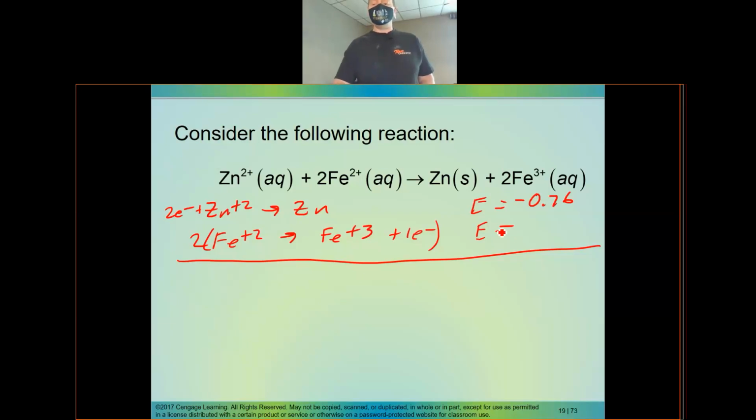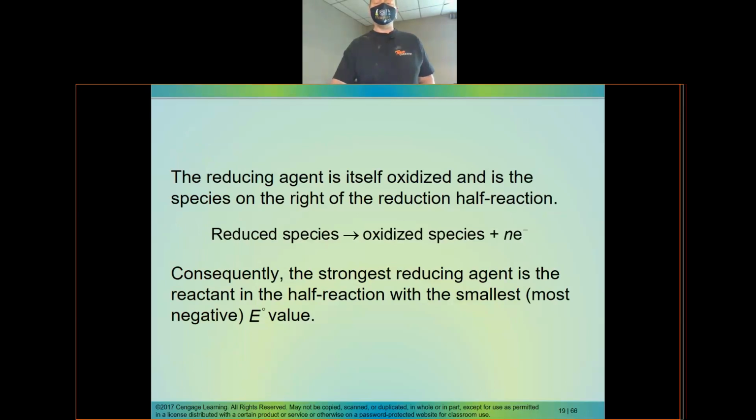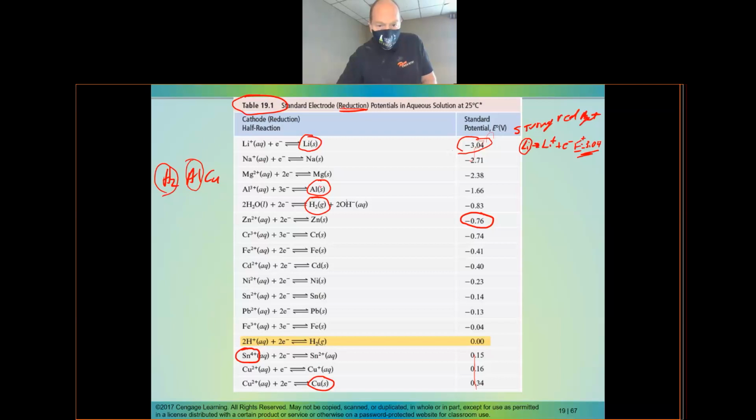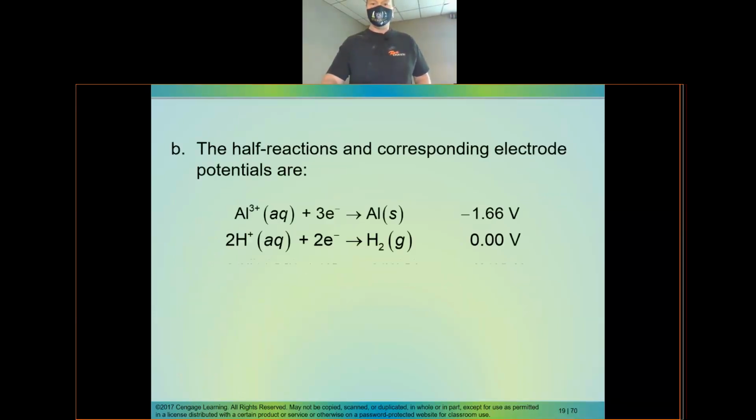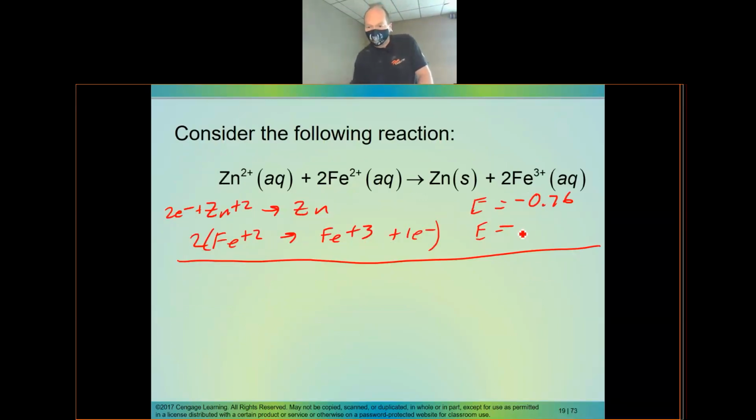Now we're looking for the oxidation of Fe plus 2 to Fe plus 3. We go back to our chart and we look for our Fe plus 3 and Fe plus 2. All right, so right here. So here is our reaction that has Fe plus 3 and Fe plus 2, but we have to reverse that reaction because it was given to us as Fe plus 2 going to Fe plus 3 plus 1 electron. So the reduction potential is plus 0.77, so the oxidation potential is negative 0.77 volts. And so when you add these up, you get a negative 1.53 volts.